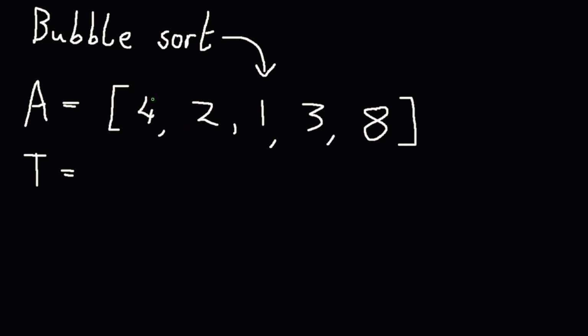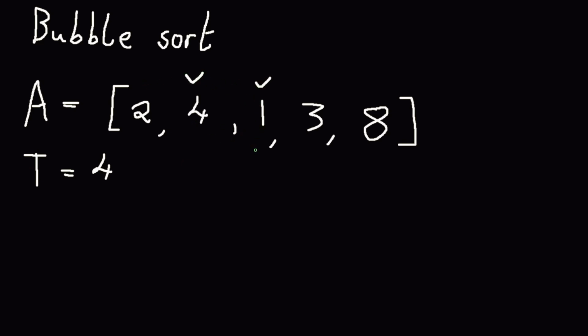I'm not just going to directly swap these. I'm going to take 4, assign it to t, and then this value overwrites this index here. And then we're going to take this temporary variable here and overwrite this index here. And now our pointers are going to be looking at the next two values.